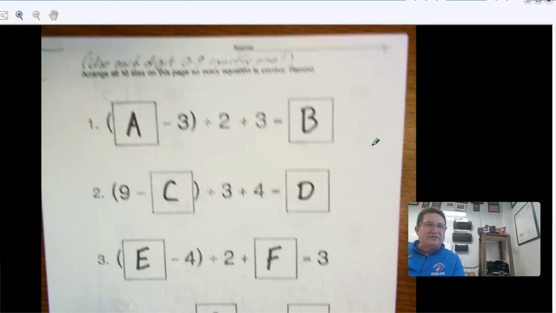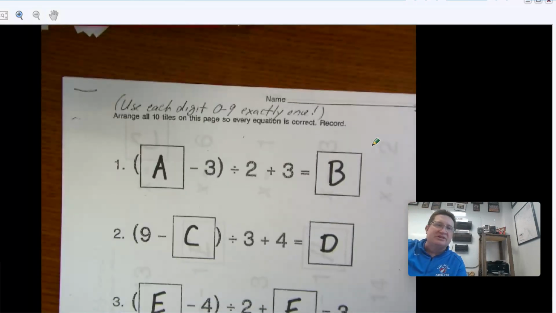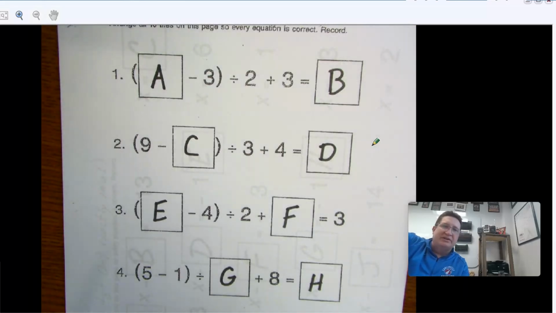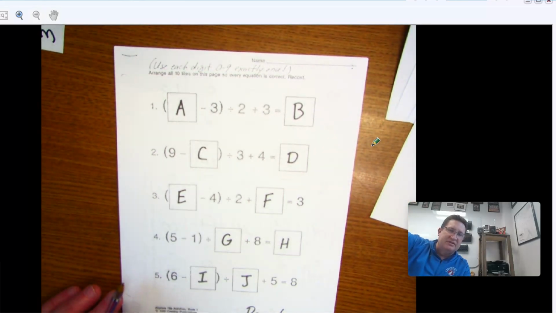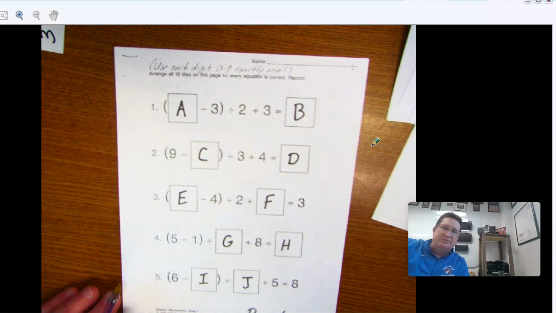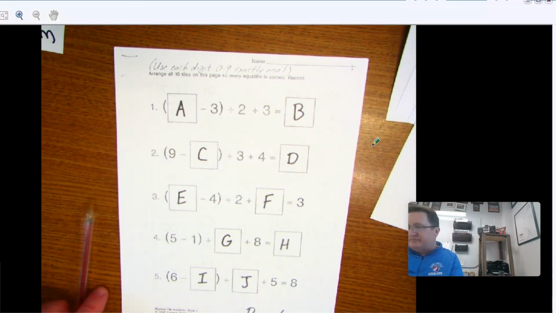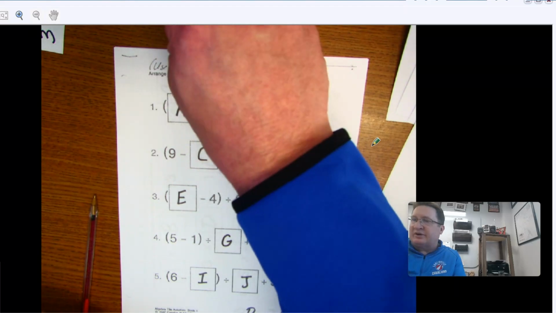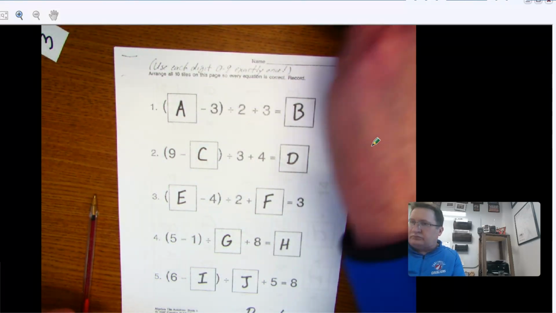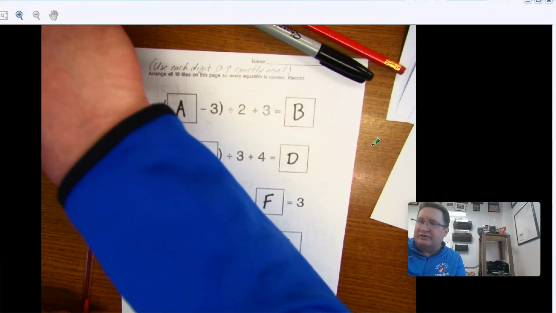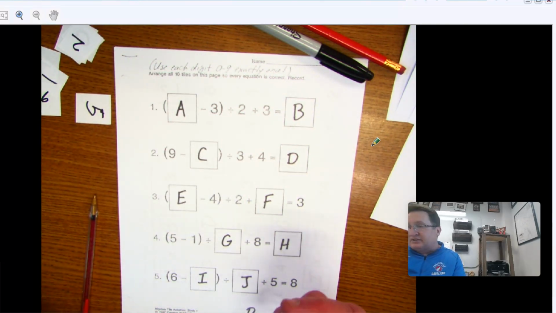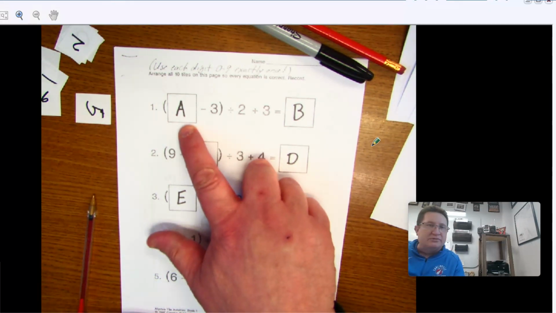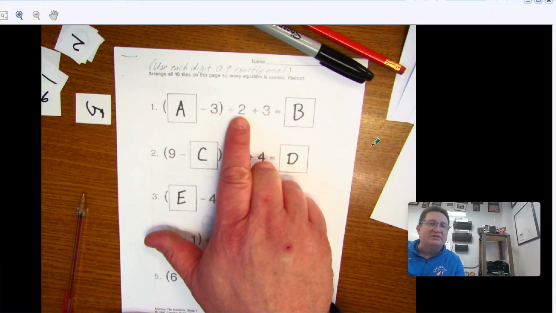But you've got this worksheet here. It's like a puzzle, and you are to place the numbers 0 through 9 in each of these spots in order to make it work. And so, just as an example here, you're like, well, how should I get started? Okay. Well, for example, we're going to take some numbers, subtract 3, and divide by 2.